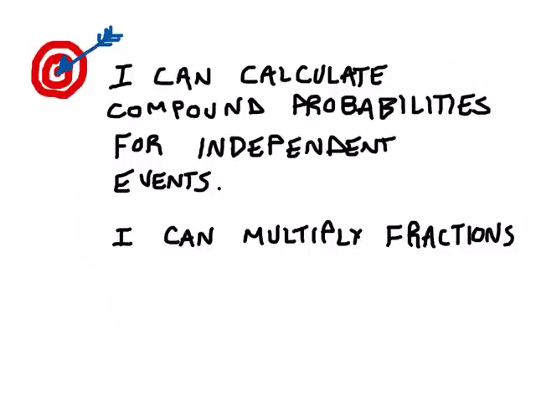Hi folks, this is Nat, and this is going to be a video lesson on calculating compound probabilities for independent events. Independent events are events that don't affect one another, so the outcome of the first doesn't change the outcome of the second. The other goal is that we want to be able to multiply fractions because that's an essential skill for being able to calculate compound probabilities.